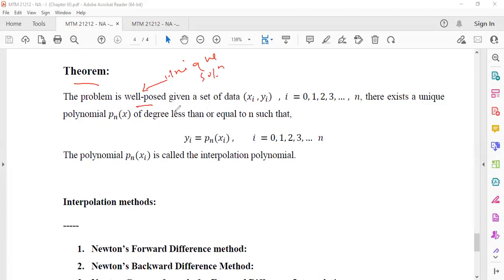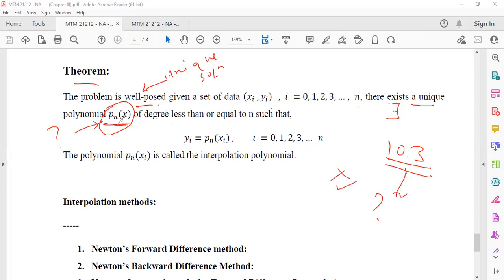For the given set of data xi, yi, i equal to 0 up to n, then you can find there exists a unique polynomial. So if it is a well posed problem for this data set, you should have a unique one. This polynomial will be the same for all. Even if 103 people are solving this one question using this interpolation method, you should have the same polynomial. You can't have different answers, it should be the same. That's what they say.